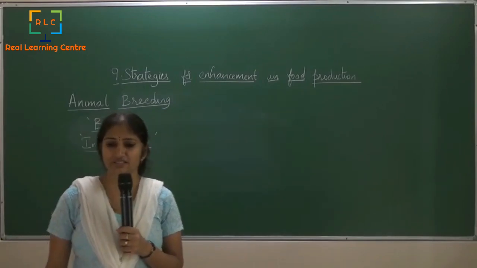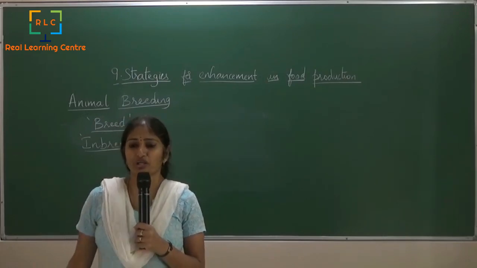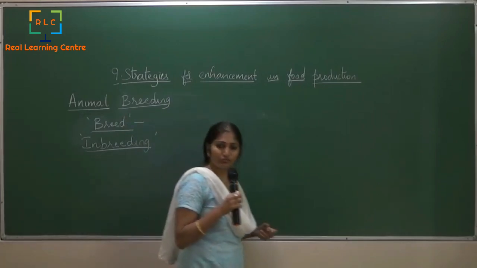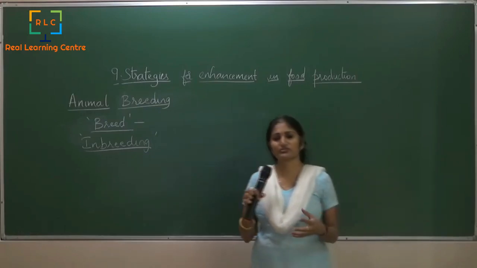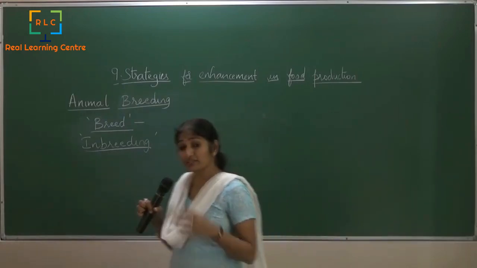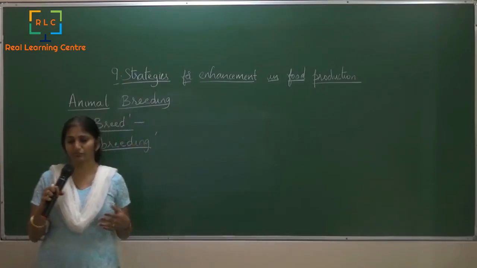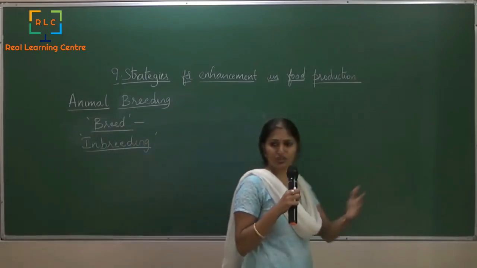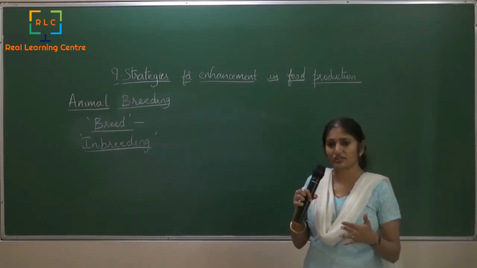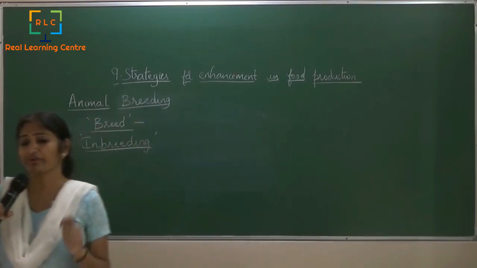Now, what exactly is this? Basically, inbreeding is a technique where there is mating of very closely related individuals, which are a part of the same breed. This is done for around 4 to 6 generations. For around 4 to 6 generations, there is mating between the same kind of organisms, and this is done when we want those characters to be maintained.